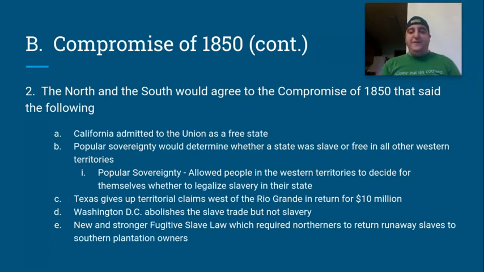So even though this was really a treaty that favored the North, we have California, we have Texas giving up territorial claims, and Washington, D.C. abolishing the slave trade. Those are three things that really favor the North, where the South only gets popular sovereignty and a stronger fugitive slave law. So this Compromise of 1850 really favors the North.